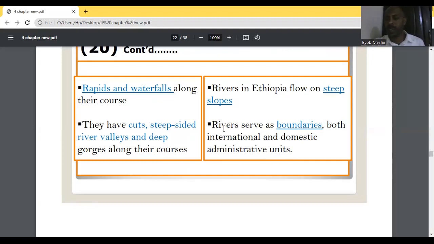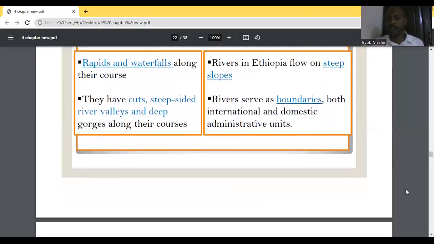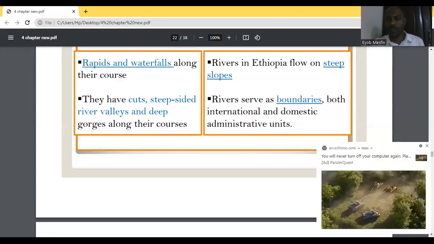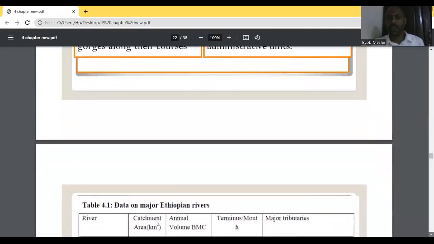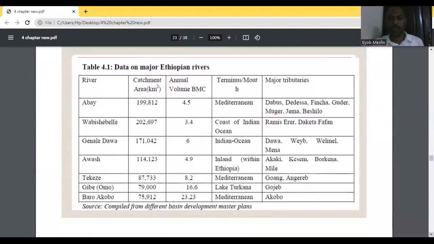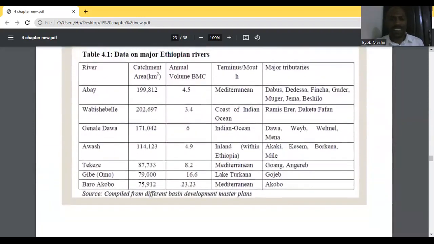The other characteristic is that rivers serve as boundaries. Most of our rivers serve as international boundaries and domestic boundaries. For instance, the Tekezi, and the Amara region and the Oromia region are separated by the Abai River, the Abai Gorge. Internationally also, it serves as a demarcation.